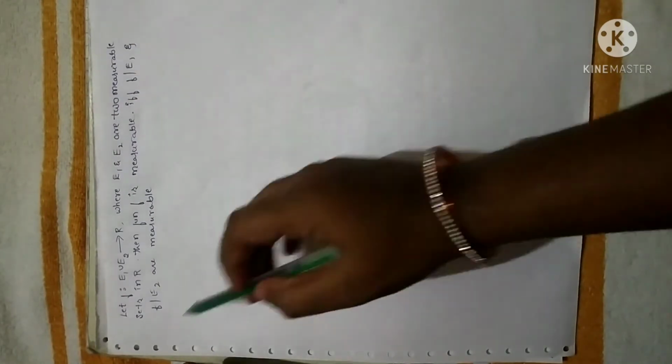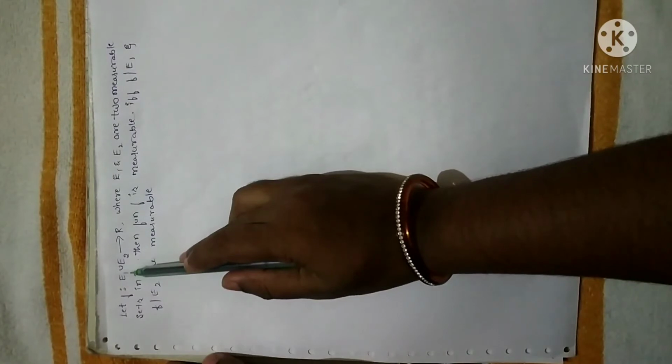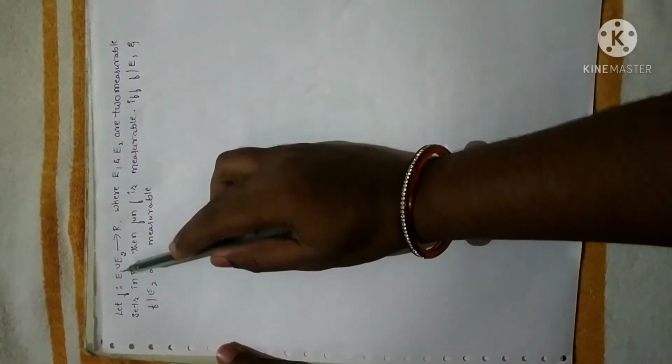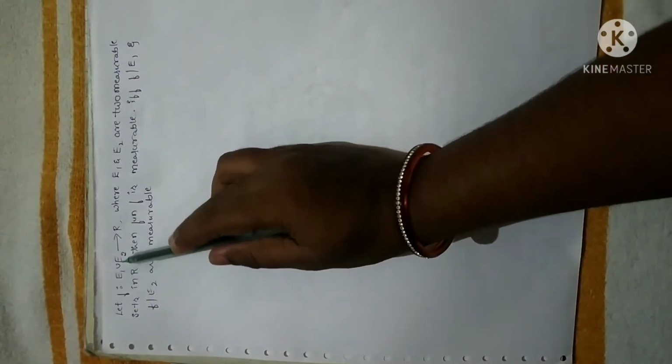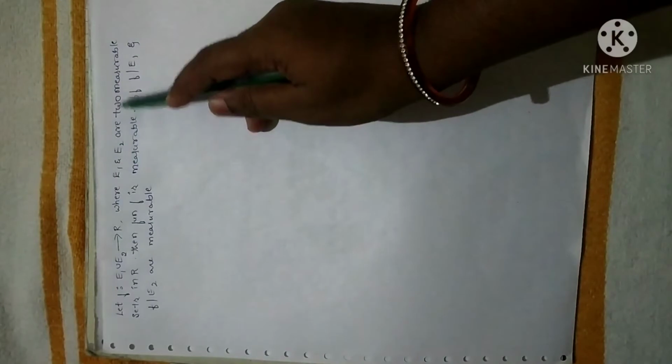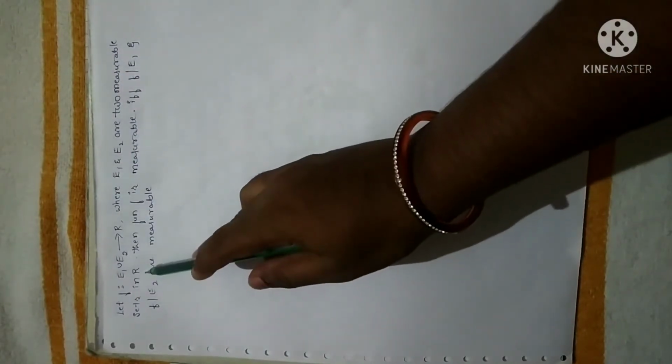Hello everyone. In this session, let me continue the theorems on measurable functions. Here is a statement. If f is a function defined from E1 union E2 to the set of real numbers R, where E1 and E2 are two measurable sets. So given that a function f is defined on a union of two measurable sets E1 and E2. Clearly it was mentioned E1 and E2 are measurable sets in the real numbers.